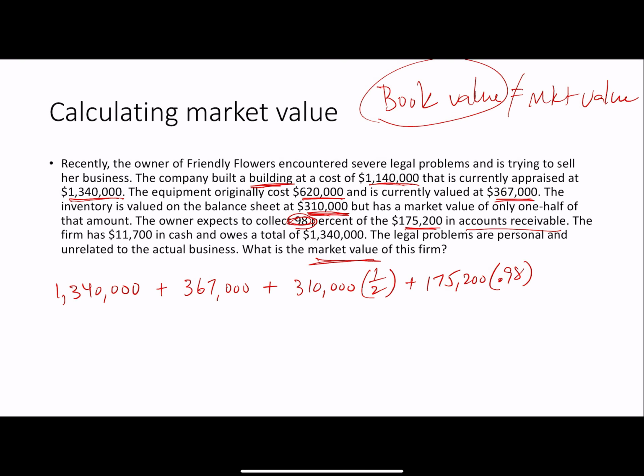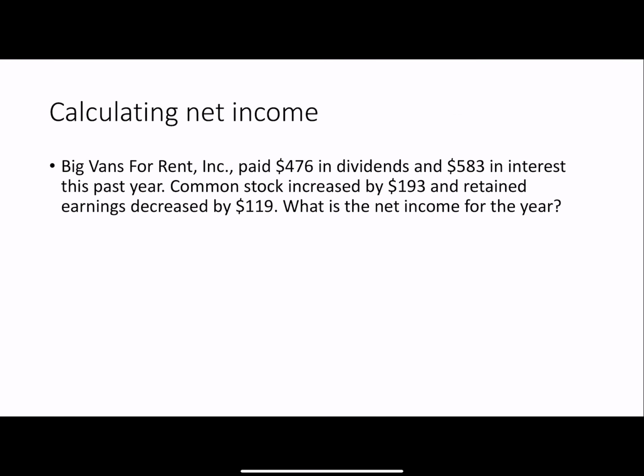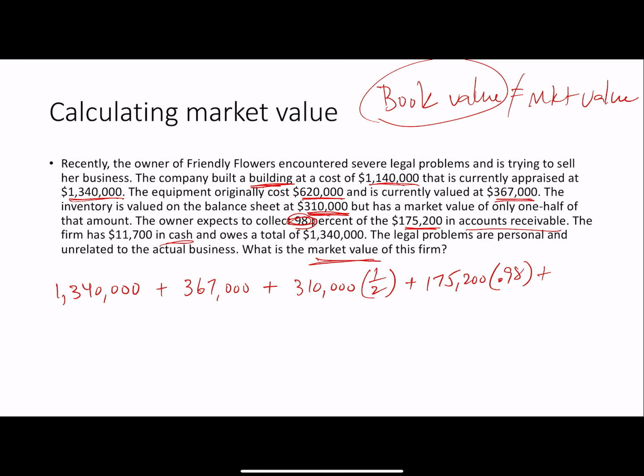And then lastly, we have cash. Okay, so we add in that cash, and that is $11,700. And that is what the firm owns. So in terms of the market value of assets, that's what it's going to represent.